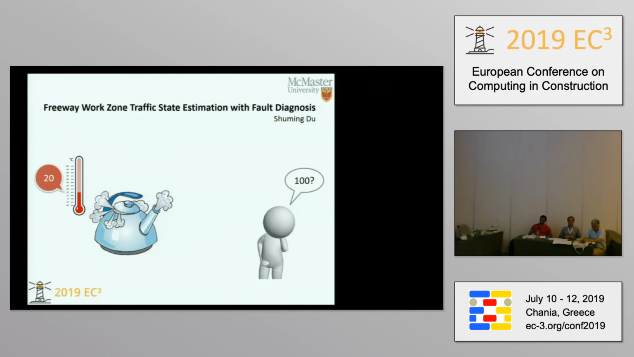How does it work for this system? What's the impact? How can we mitigate the congestion even with the sensor faults? Thank you. Okay, thank you.